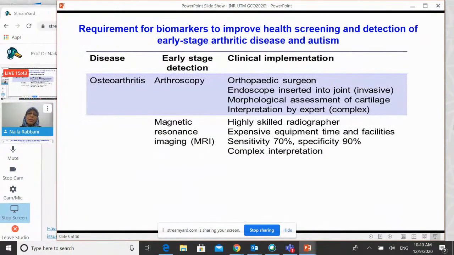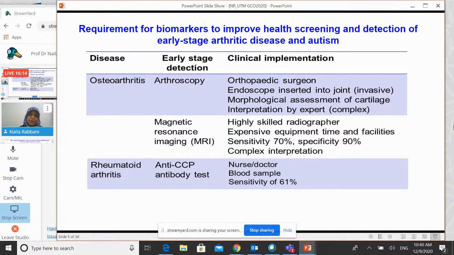For osteoarthritis, normally it is detected early using arthroscopy by an orthopedic surgeon, inserting an endoscope into the joint and checking the morphology of the cartilage. The other method is magnetic resonance imaging. A highly skilled radiographer is required, and the equipment is very expensive. And sensitivity of that is only 70% and specificity 90%.